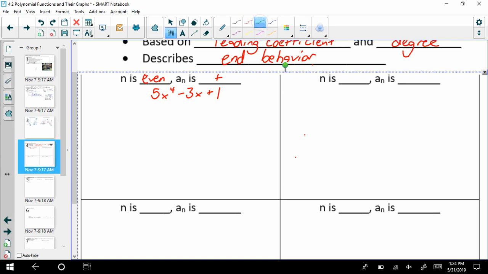Notice my n is even and the leading coefficient is positive. Well, what's going to happen if those two things are true? The ends on either side of the graph are both going to go up. Now in the middle, I'm just going to do this. I don't know necessarily what it's going to look like in the middle because it could do this, it could do this, but I know the ends are going up. And that's if the highest exponent is even and the number out front is positive.